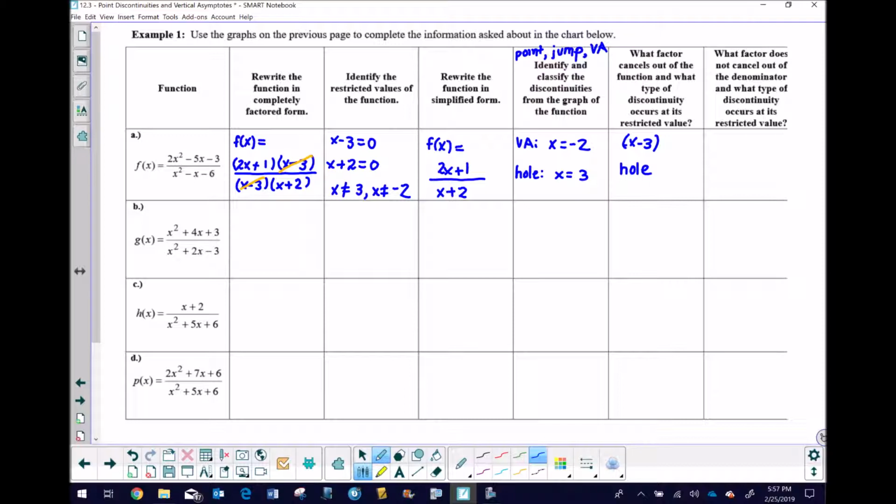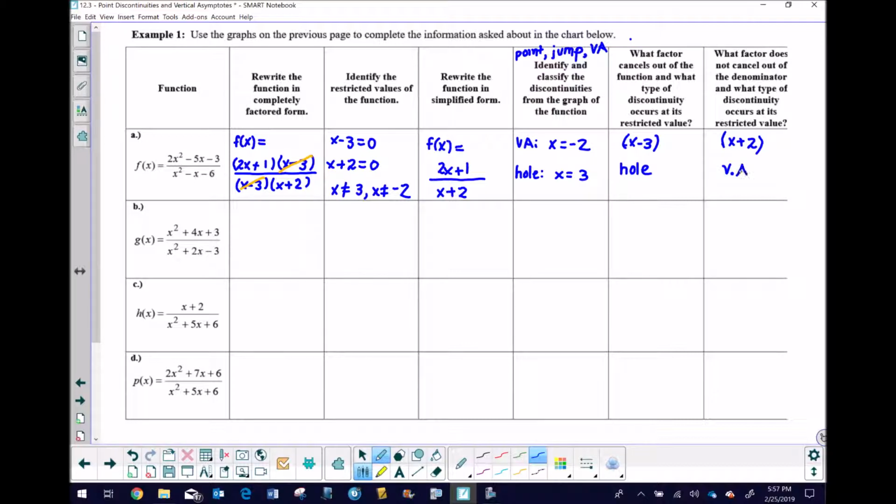What factor does not cancel out of the denominator, and what type of discontinuity occurs at its restricted value? Well, that factor, of course, was x plus 2. And in this case, that's going to produce our vertical asymptote that we saw here in our fourth column.